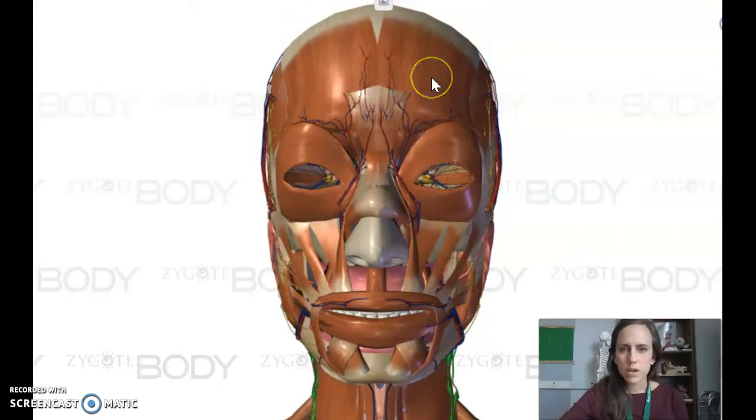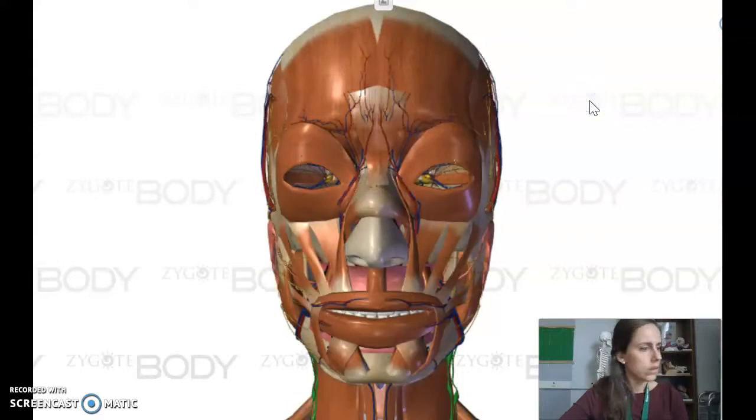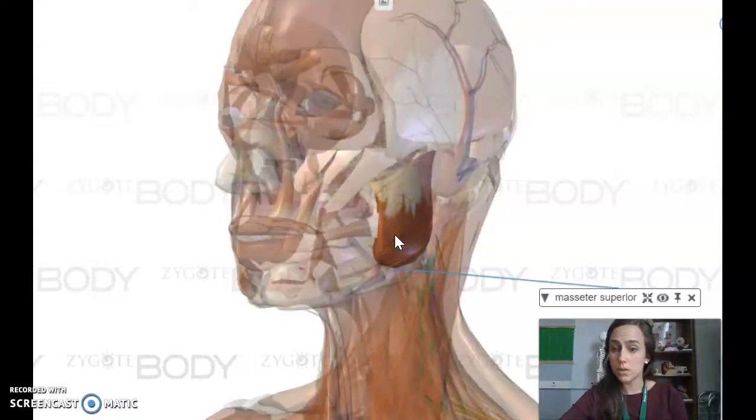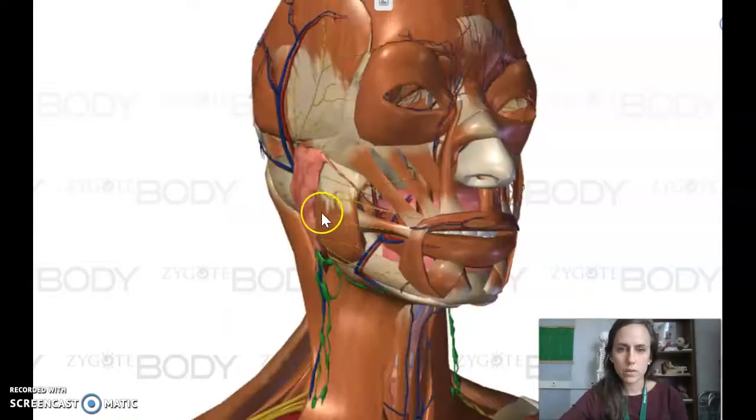The first is the Frontalis muscle. It sits over top of that frontal bone. The next is the masseter muscle. There are two, one on either side of the face.